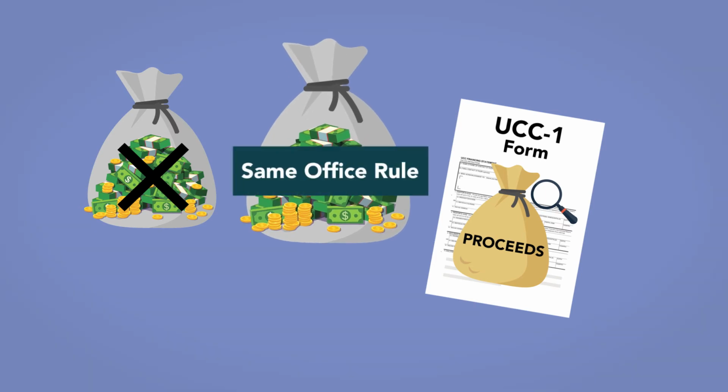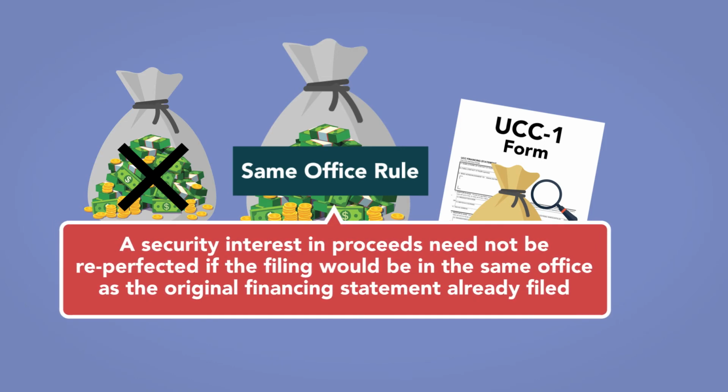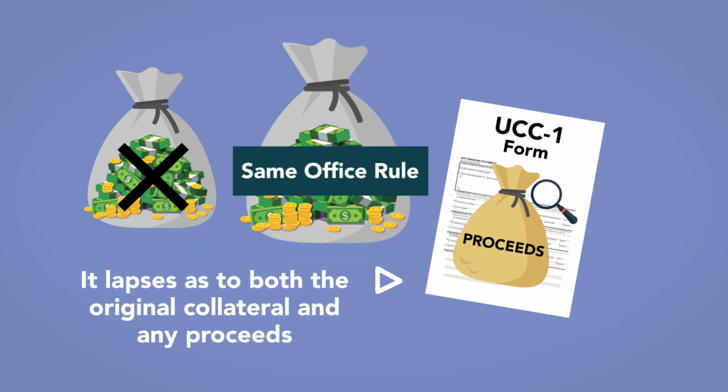Commonly referred to as the same office rule, a security interest in proceeds need not be reperfected if the filing would be in the same office as the original financing statement already filed. When a UCC-1 lapses, it lapses as to both the original collateral and any proceeds.